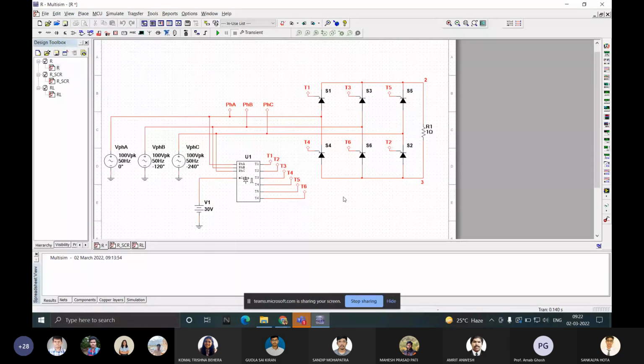Sir, this is the simulation for R load. Now, would you like to see the SCR part or R? First the simulation for R load, okay. Carry on.